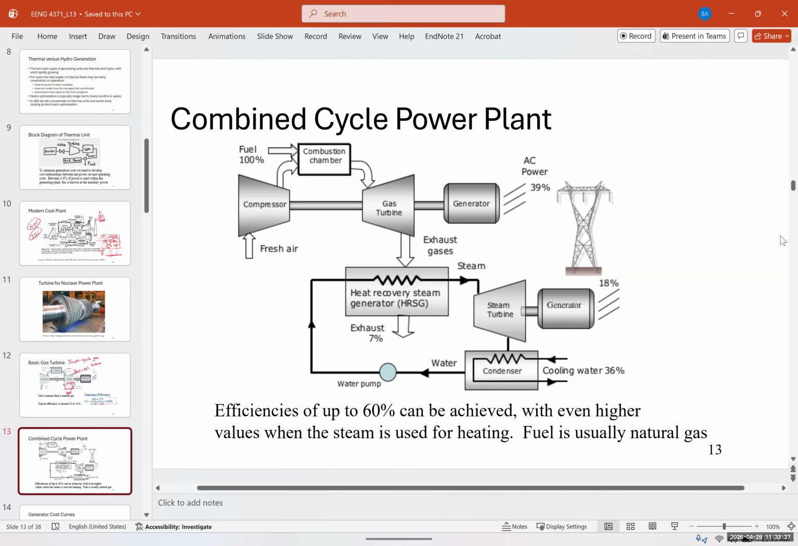Some of that water will evaporate and go away, but the efficiency is much higher. It can go up to 60% now. And with even higher values when the steam is used for heating. Fuel is usually natural gas in these systems. So if you have a city, instead of just using condensers to cool the water and lose the 36%, you can direct it to the homes and heat the homes.